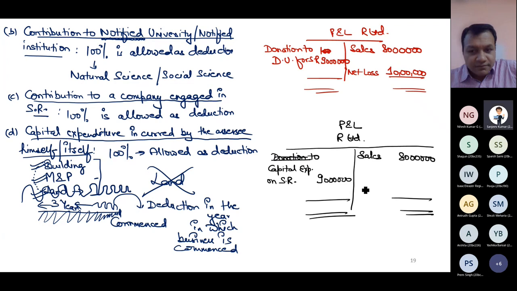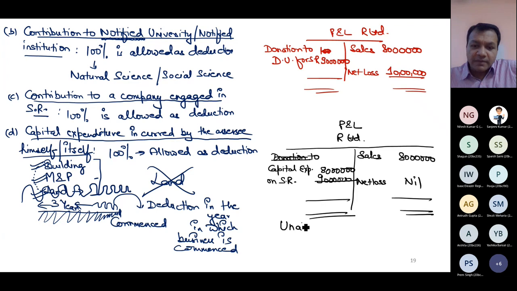Sir, net loss 10 lakh. No. Here the net loss will be nil. Rather than 90, I can maximum write 80. And do you know what the 10 lakh would be known as? Unabsorbed depreciation. How much? 10 lakh.